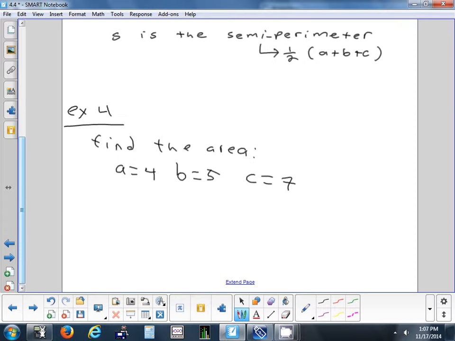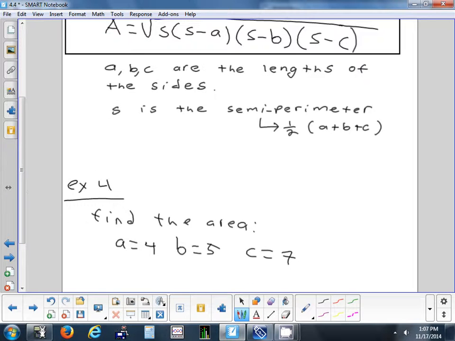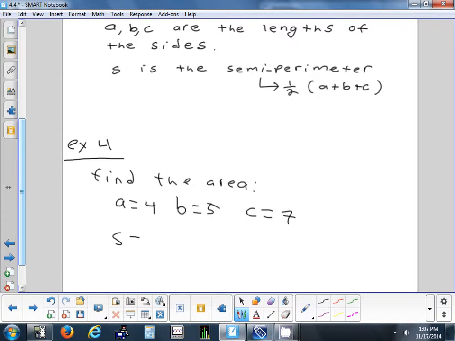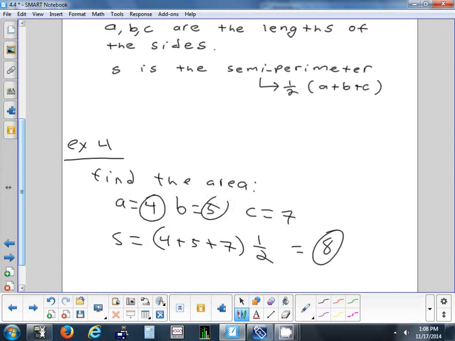Okay, so in example 4, we've got a, b, and c. What's the first thing I should find before I can even really use the formula? Yeah, I got to find s. So add up your sides and then take half of it, or divide by 2, same thing. So 4 plus 5 gives me 9, plus 7 is 16. Half of 16 gives me 8. So now I've got s, a, b, c.